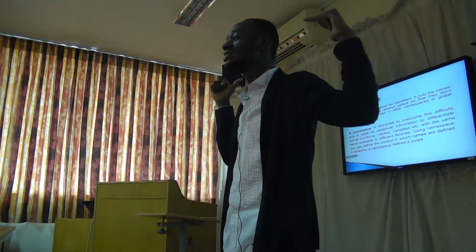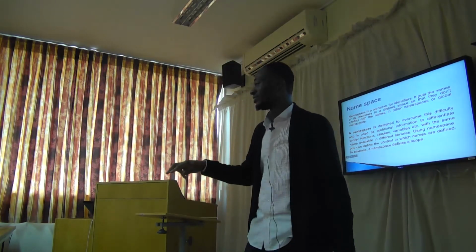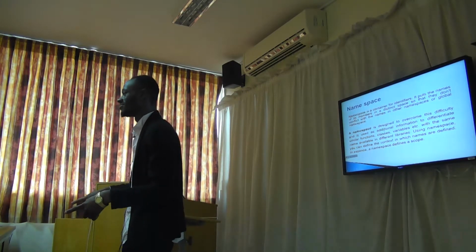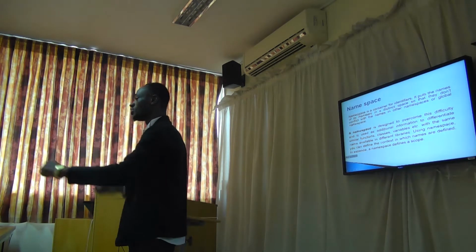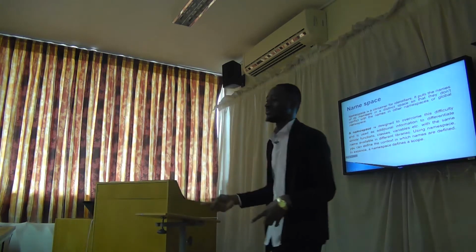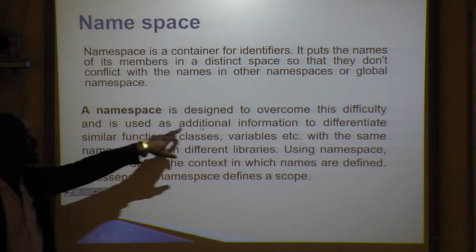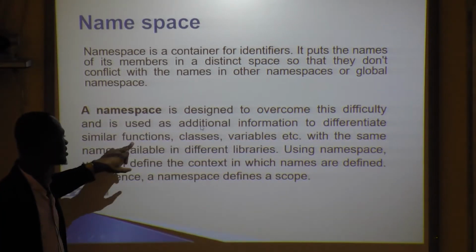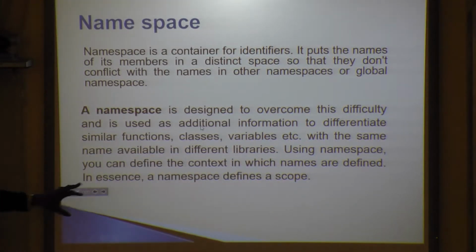Because if I have in this class two people with the same sign names, if I call that sign name, both of you are going to respond, right? So I need to make a difference between both of you to let you know that I'm calling this one, not this one. This is what came up with a namespace. That's why you see this is what I write here. It's designed to overcome this difficulty and is used to add additional information to differentiate similar functions, classes, variables, and so on, right?